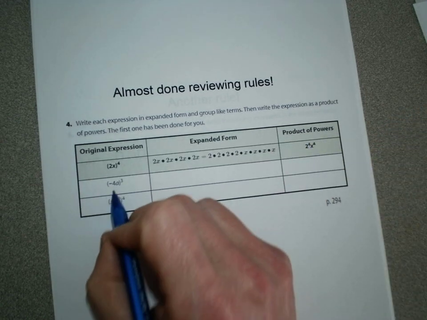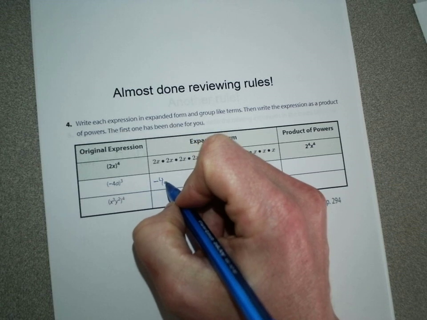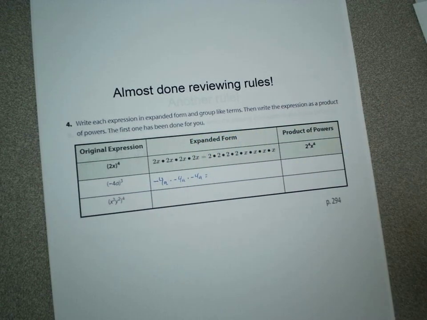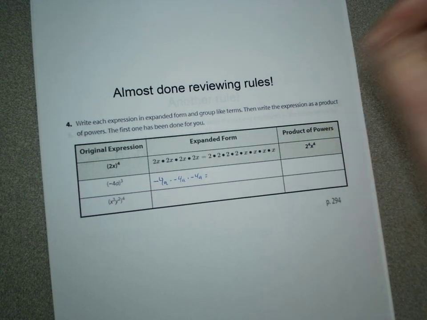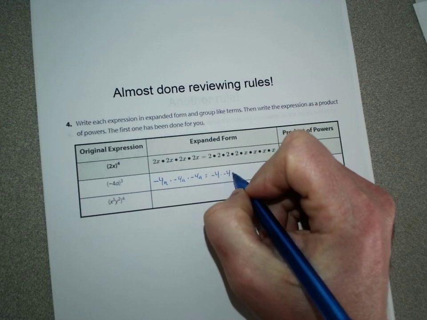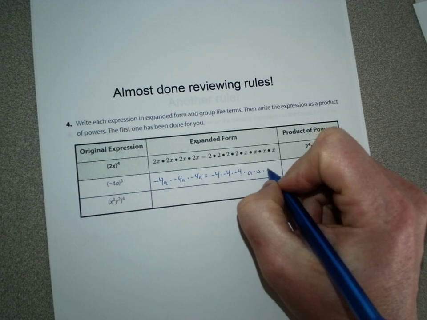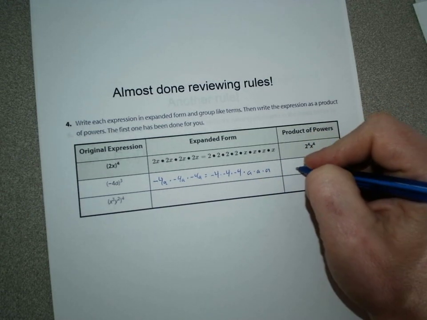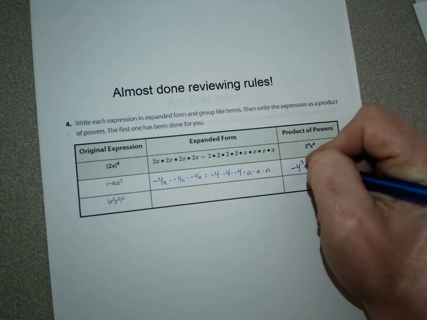So here we have negative 4a to the third power. That's the same thing as negative 4a times negative 4a times negative 4a. And again, we multiply the numbers separately, the coefficients separately from the variables. So we're going to say negative 4 times negative 4 times negative 4 times all of our variables, a times a times a, because we have 1, 2, 3 of them. So we have 3 negative 4s, so we're going to say negative 4 cubed, and we have 3 a's, a cubed.